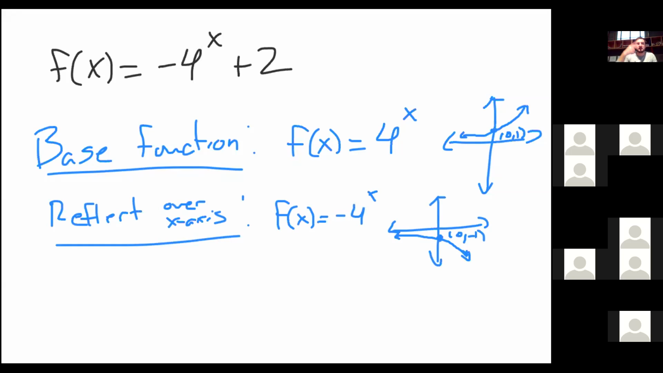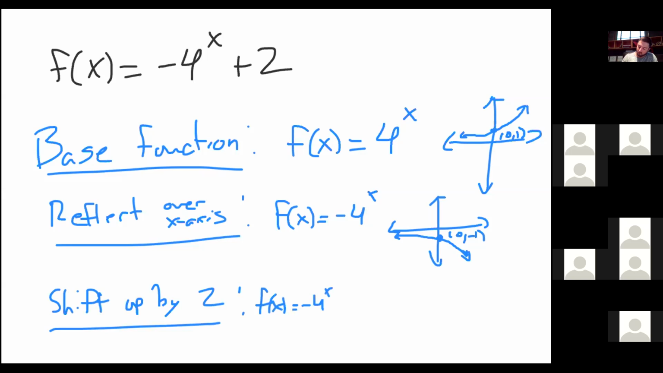And then the last shift is adding that 2. Well, adding 2 to any graph means we get a vertical shift. We're adding 2 to all the y values, so we shift up. And this is the 0.01, and we're leveling off close to 2. So I said I would mention that, and there it is.